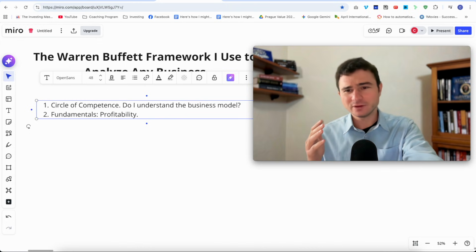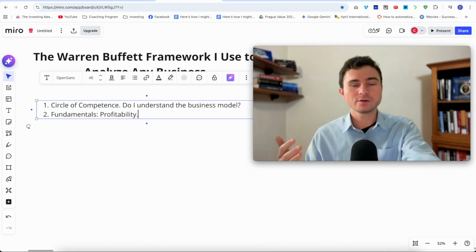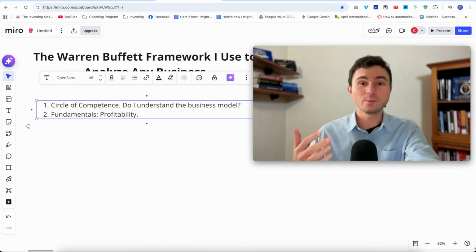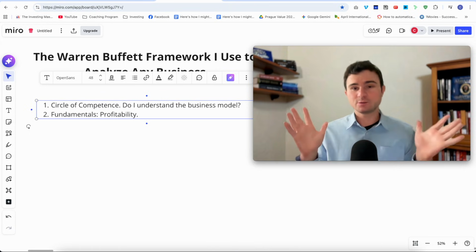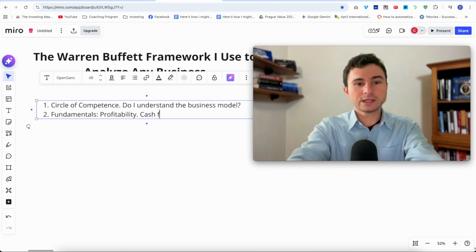I've never invested in companies that were unprofitable. I like cash flows. I like earnings. It's much easier to value businesses that are profitable. So you want to only touch businesses that are profitable. Second of all, you want cash flows, a focus on cash flows.